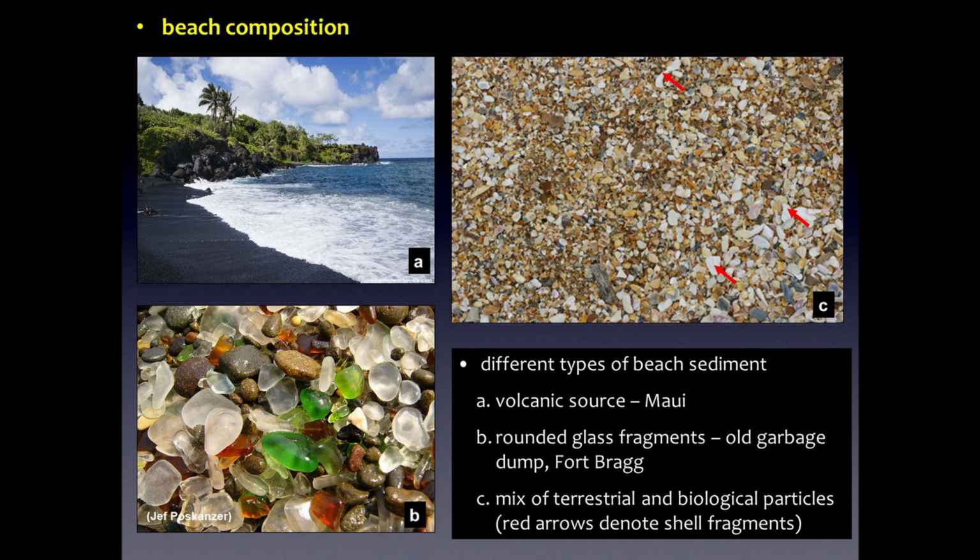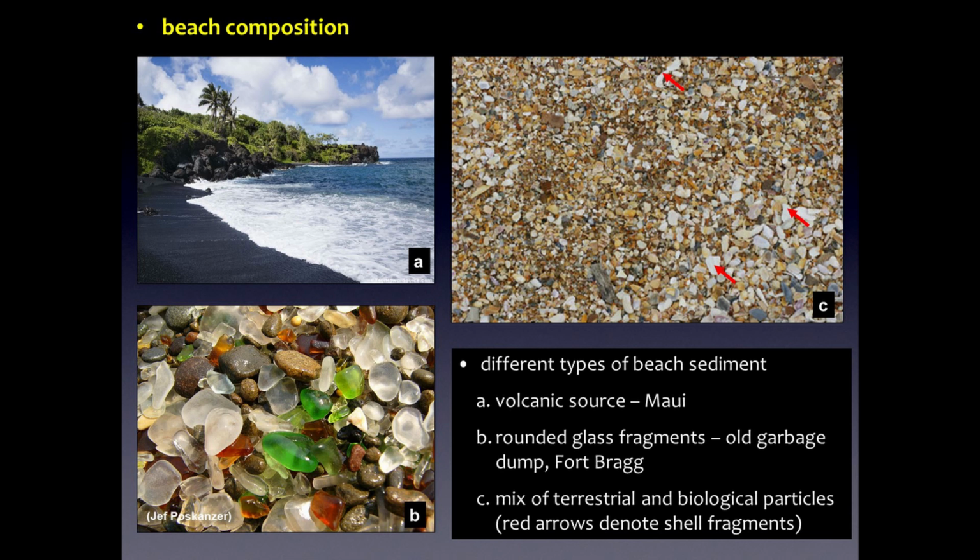In B, we see these little green things and the brown things are rounded glass fragments. This is in North Carolina near Fort Bragg. And what's happened there is an old garbage dump is being actively eroded away. And as it does, it creates these rounded beads of glass that then get deposited in a beach further along the coastline. And then finally, we see beaches that are a mix of both terrestrial and biological particles. Here, the red arrows show where the shell fragments are. So the important thing to remember here is that beaches come in a wide range of different compositions.